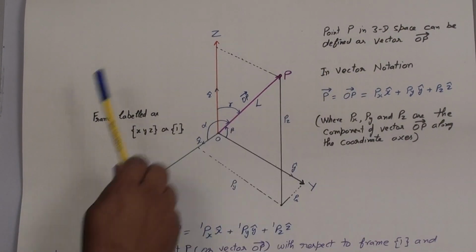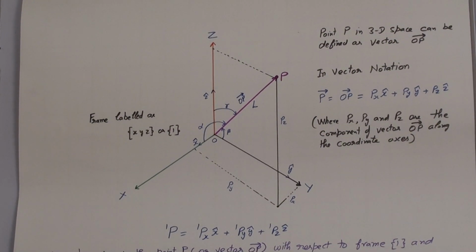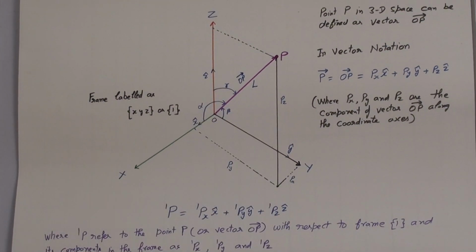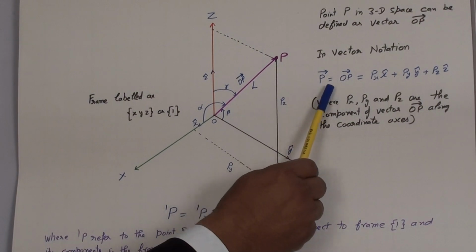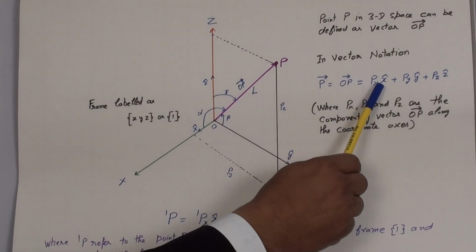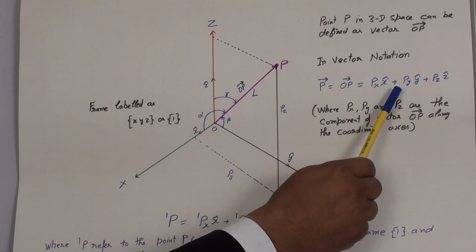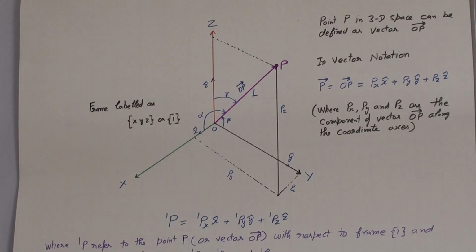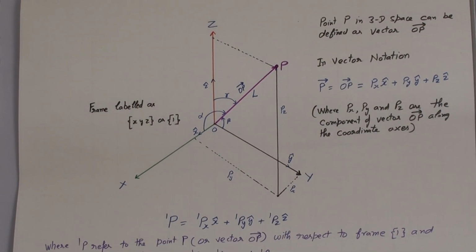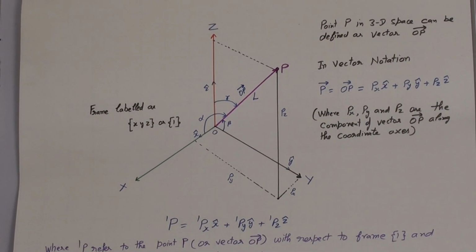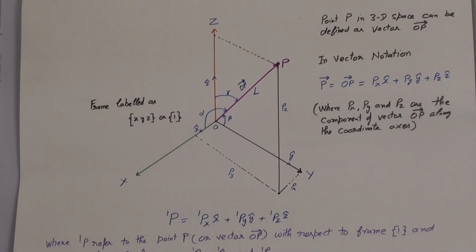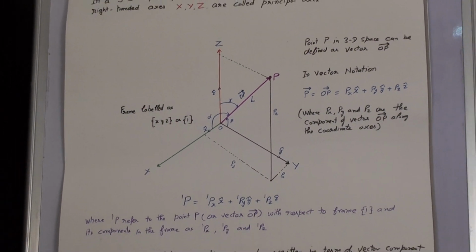A point P in three-dimensional space can also be represented as a length L and vector OP. In vector notation, the vector P is equal to px times x cap plus py times y cap plus pz times z cap, where px, py, pz are the components of vector OP along the coordinate axes.